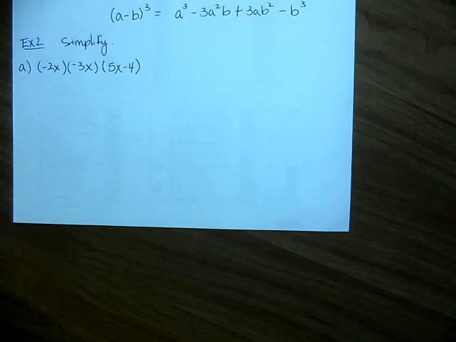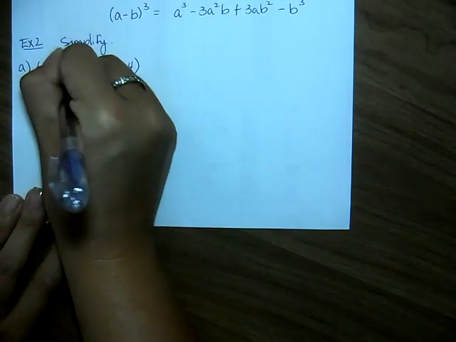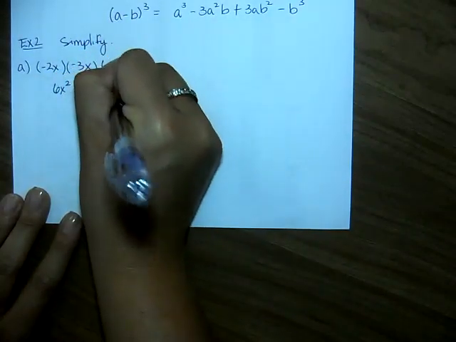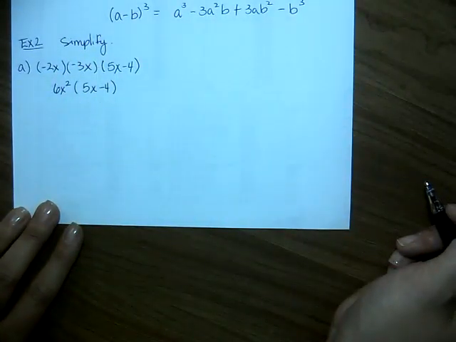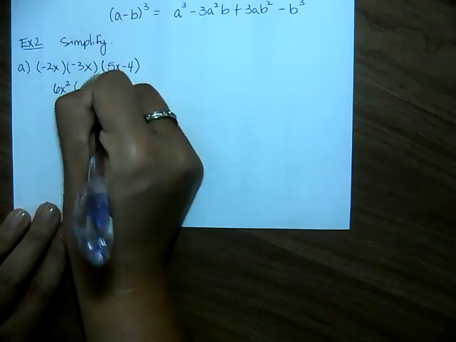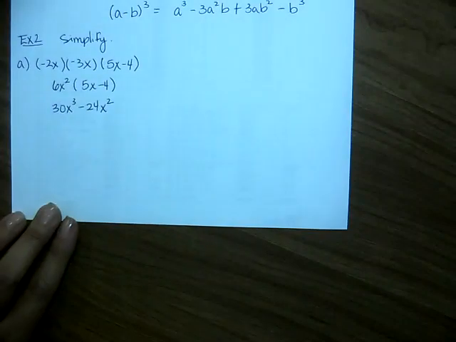Okay, so it's your choice, right? Order doesn't really matter when you're multiplying. You can do it in any order that you want. I personally would multiply the first two together because they're single terms, so it'll just create a single term. So this is going to give us 6x squared, and then we have to distribute that through to the 5x minus 4, giving us 30x cubed minus 24x squared.